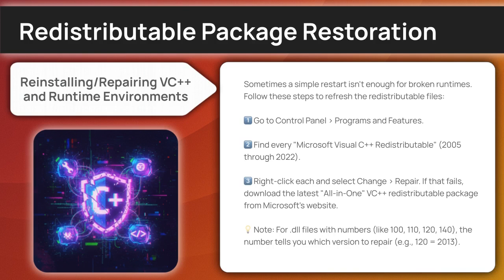Follow these steps to refresh the redistributable files. First, go to Control Panel, then select Programs and Features. Second, find every Microsoft Visual C++ redistributable 2005 through 2022. Third, right-click each and select Change, then select Repair. If that fails, download the latest all-in-one VC++ redistributable package from Microsoft's website. Please note that for DLL files with numbers, the number tells you which version to repair. For example, 120 equals 2013.